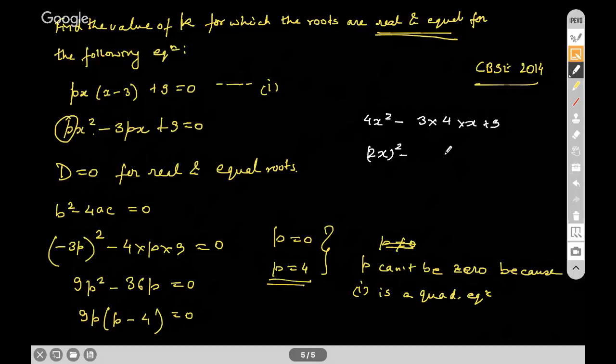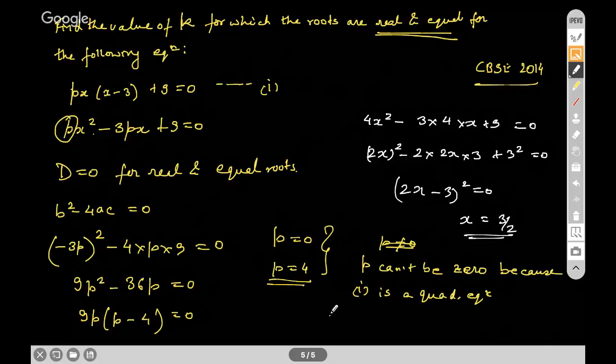minus 2 into 2x into 3. If you see, 4x into 3 is this, plus 3 square, this is equal to 0, and hence it is 2x minus 3 whole square equal to 0. So hence there is only one solution, and equal roots, right? What is that? x equals 3 by 2. So hence p equal to 4 is the right answer.